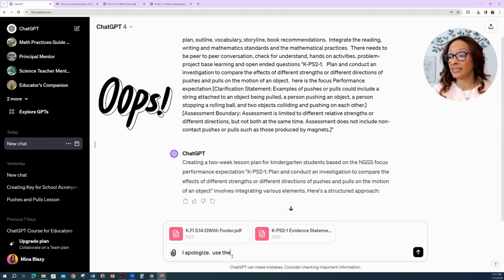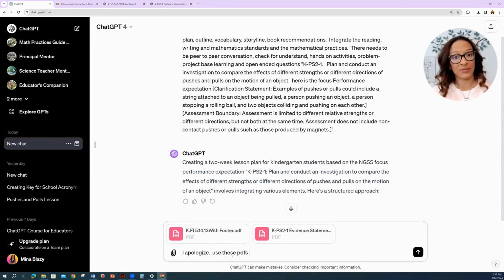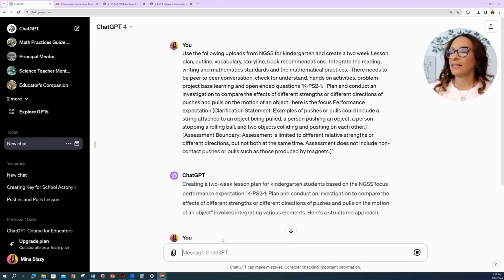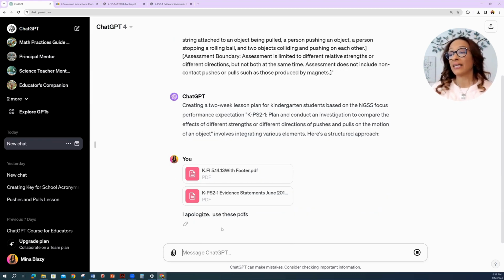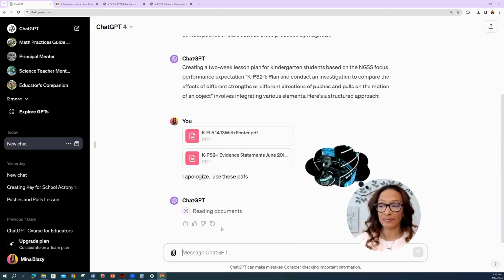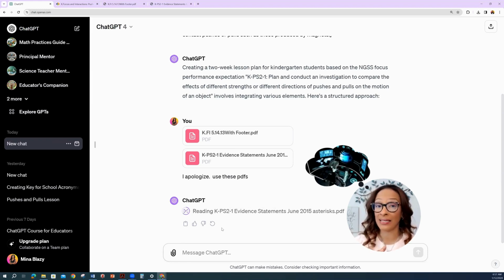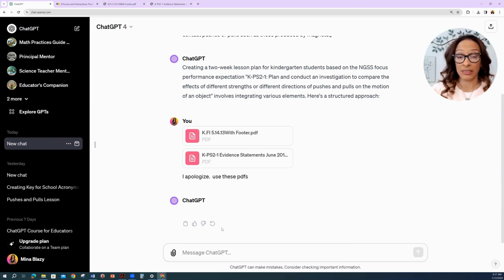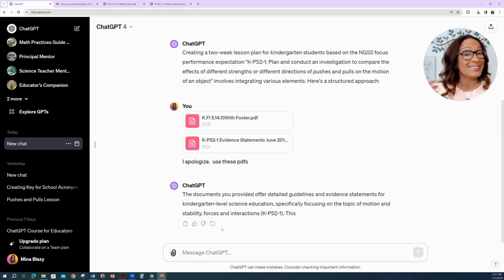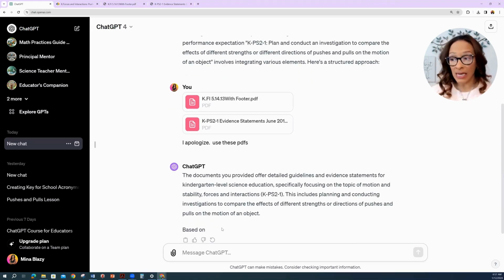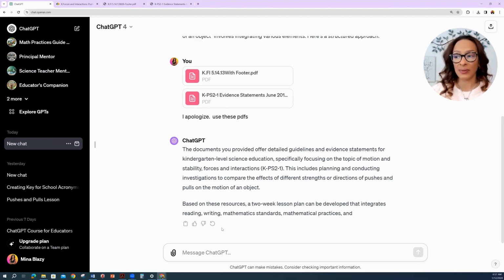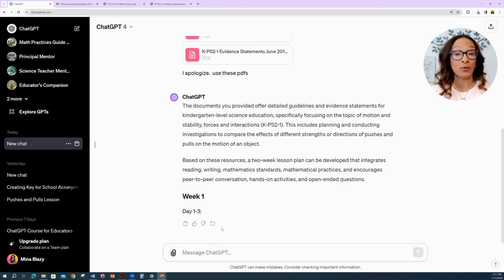Use these PDFs. So it's going to read the PDFs, and during this time, while it's reading the PDFs, it's hopefully looking at all of the information. Now, this is the paid ChatGPT 4. It's going to explain what's in the document, and it's going to talk about what it's going to do for you.